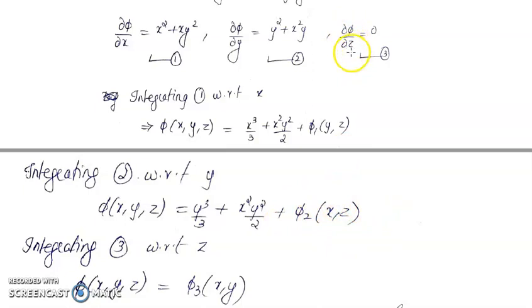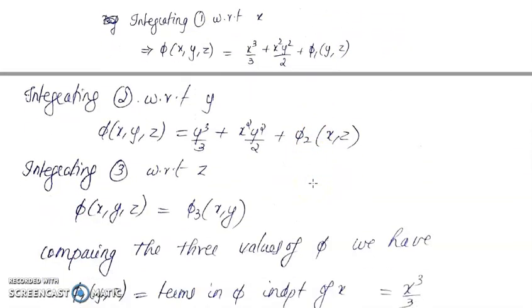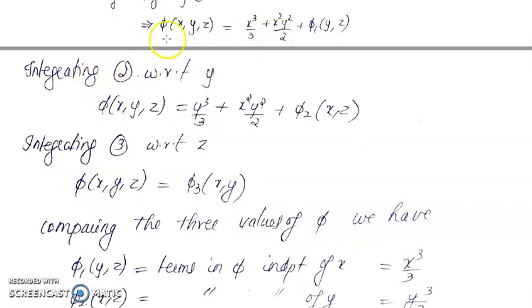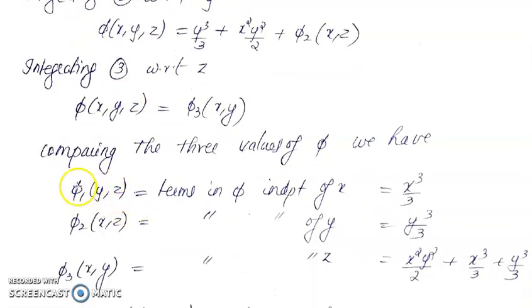Similarly, ∂φ/∂z is 0, so when you integrate, a constant will come. Since x and y are considered constant, phi will be phi 3 of xy. Now I have got these three equations: the first equation, then integrating the second one, and integrating the third. We will now find phi 1, phi 2 and phi 3.